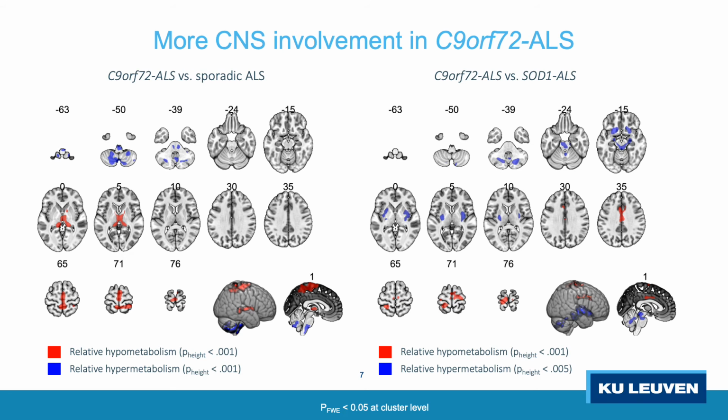We also found two significant clusters of relative hypermetabolism in the cerebellum and brainstem in C9orf72 ALS in comparison to both SOD1 ALS and sporadic ALS. We found no significant differences between SOD1 ALS and sporadic ALS.